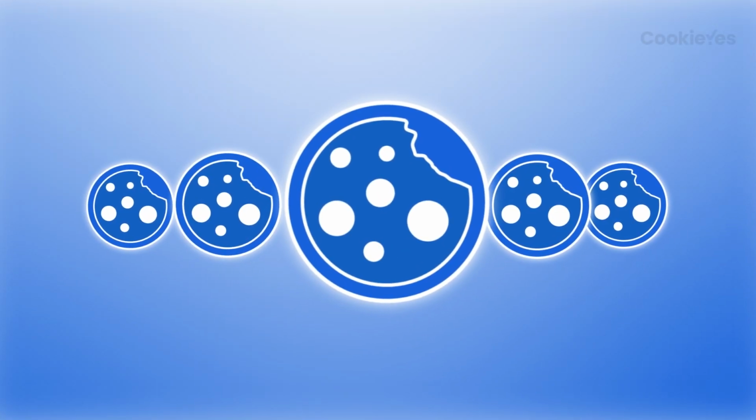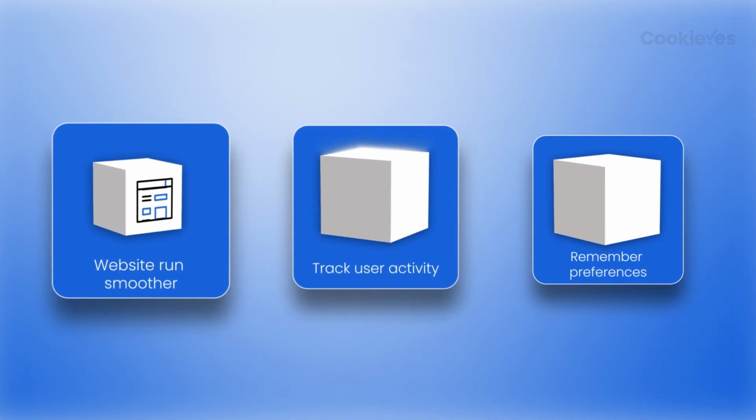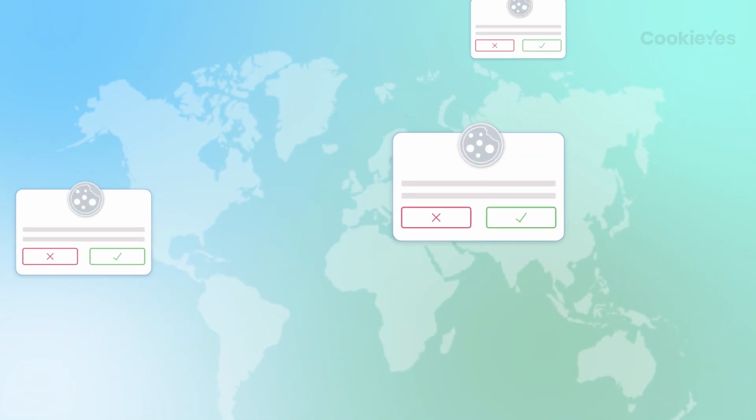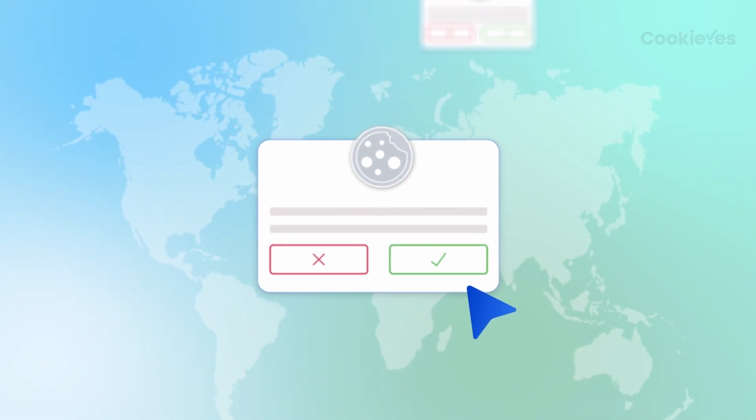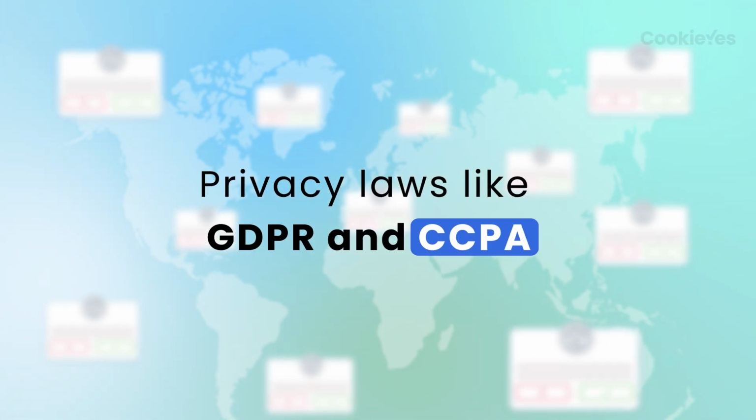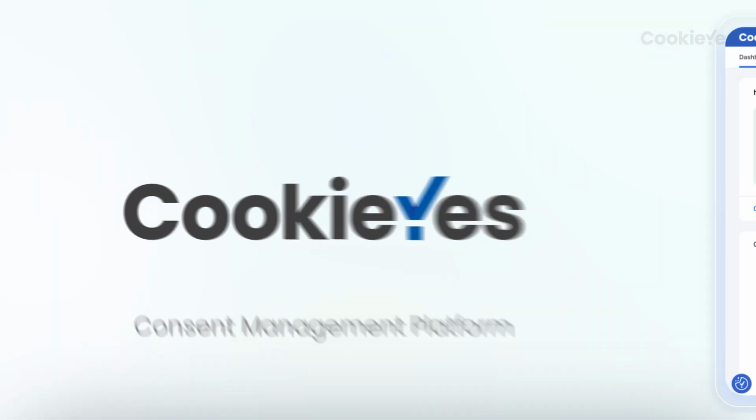cookies. They help your website run smoother, track user activity, and remember preferences. But here's the deal. Without proper consent from visitors, using cookies could get you into trouble with privacy laws like GDPR and CCPA. That's where CookieYes comes in.